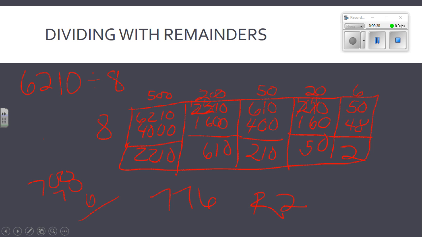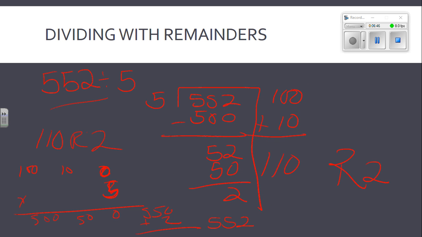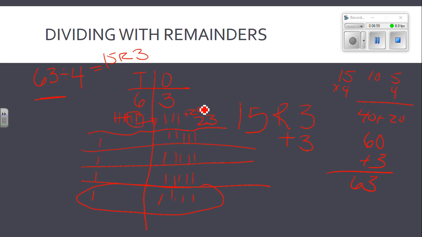Alright. 3 different methods to do the same problem looking at remainders. Remember, remainders are whatever we have left over when our divisor is larger than the remainder. So like 8 cannot go into 2. We go back to the other slide. 5 cannot go into 2. We go back to the first slide. So 4 will not go into 3.